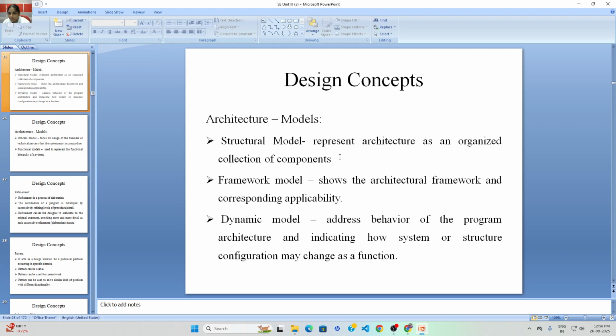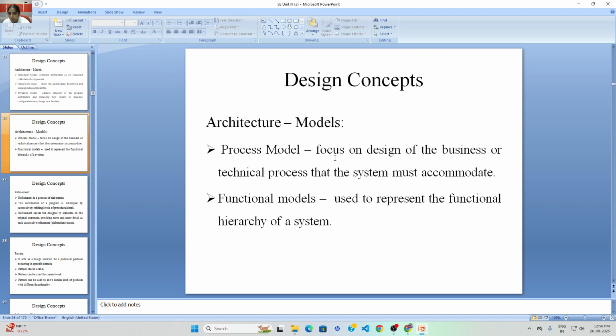Structural model means it represents the architecture as an organized collection of components. Framework model means it shows the architectural framework and its corresponding applicability. Dynamic model means it addresses the behavior of the problem. Process model means it focuses on the design of the business or technical process. Then functional model is used to represent the functional hierarchy of the system.